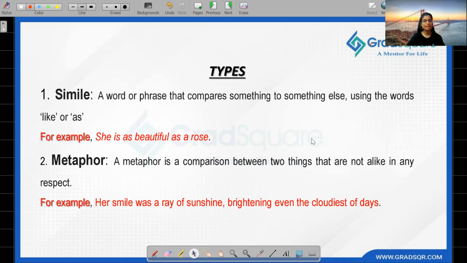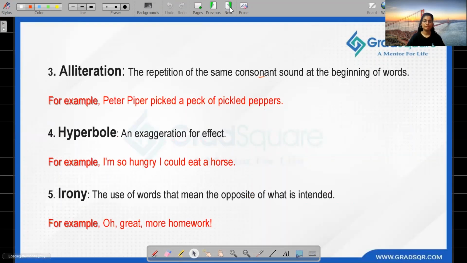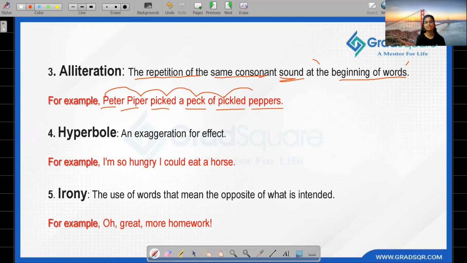So moving on to the next type. Alliteration. Yes. So what is alliteration? Alliteration is nothing but the repetition of the same consonant sound at the beginning of the words. Note this, at the beginning of the words. For example, Peter Piper picked a peck of pickled peppers. All these words have the same consonant sound at the beginning of the word, right? So that's why this sentence is an alliteration.